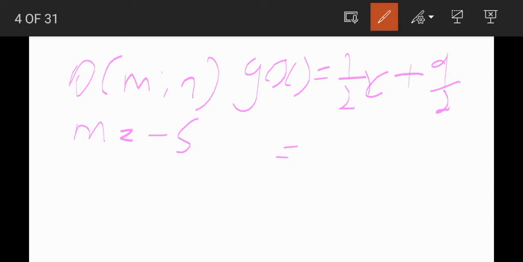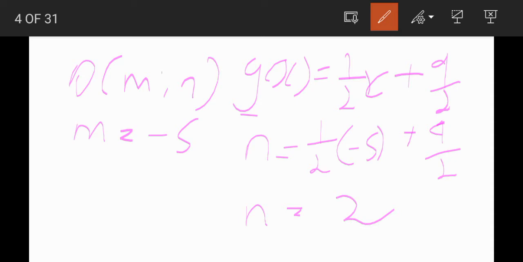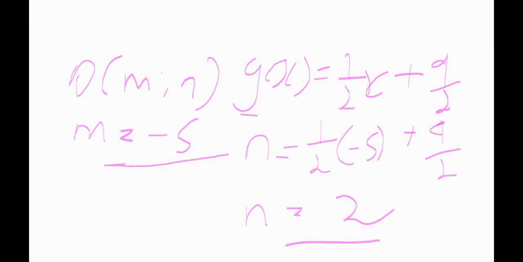So to get n, which is our y, we can simply say n equals half, then what is my m, which is my x coordinate? It's -5 plus 9 over 2, right? Then punch that in your calculator. What are you supposed to get? You're going to get n is equal to 2. So now you have found your m and n. Your m is -5 and your n is +2.